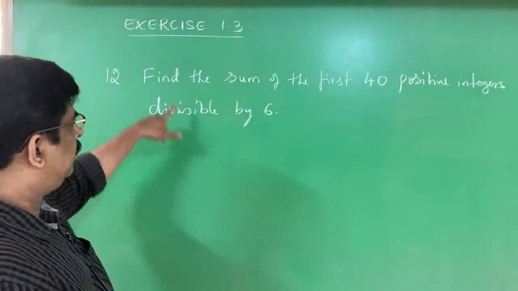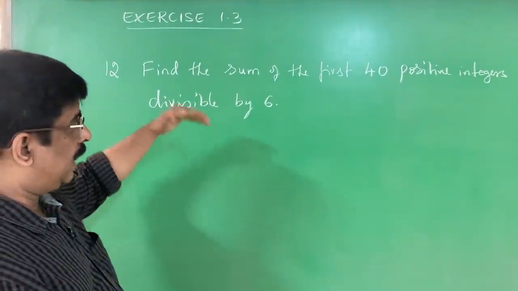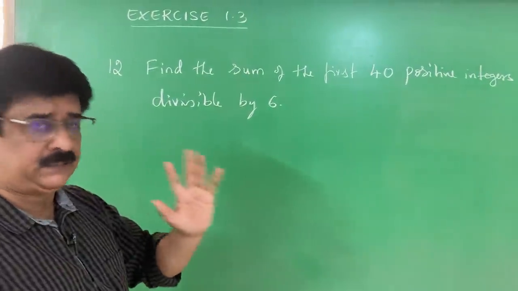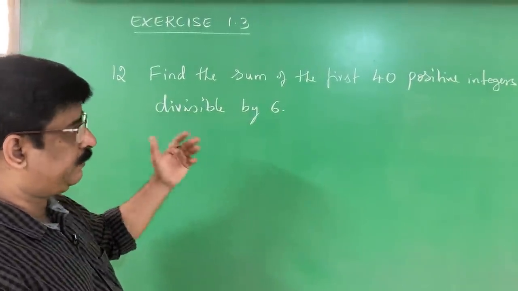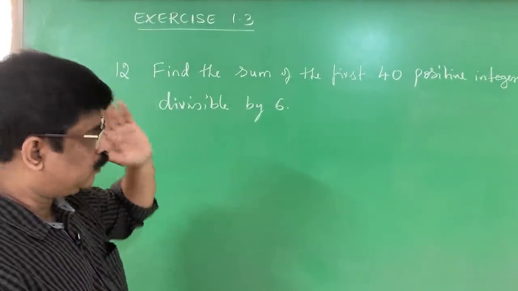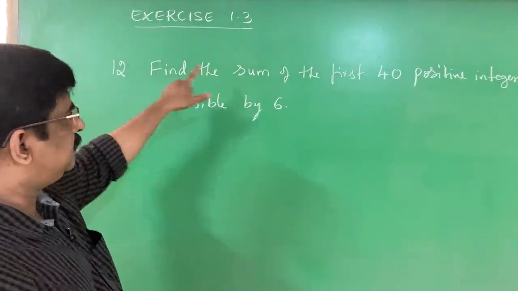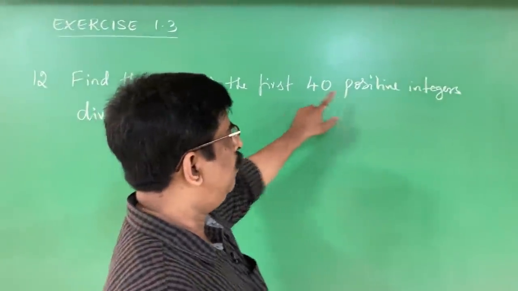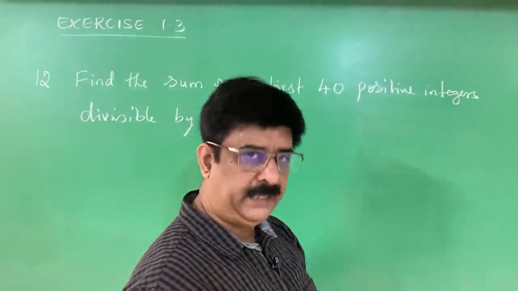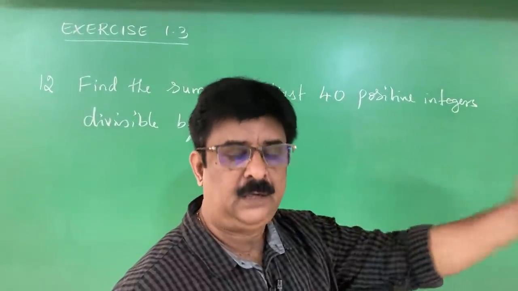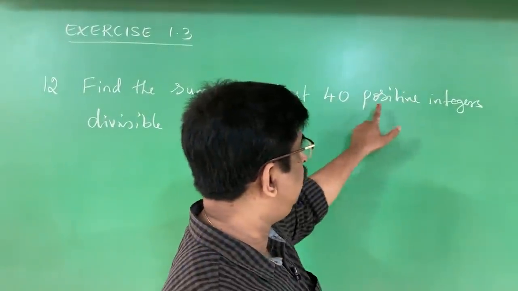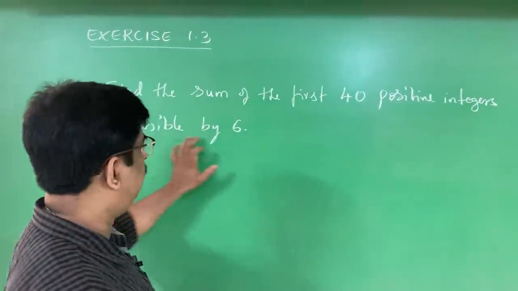12th problem. Important again, I tell you, after the 4th problem, the majority of the problems are important for the public examination, because all these problems are going to fetch you 3 and 4 marks. Concentrate, you have to understand this. Find the sum of the first 40 positive integers divisible by 6. Understand, children? Positive integers means positive numbers, which are nothing but natural numbers.